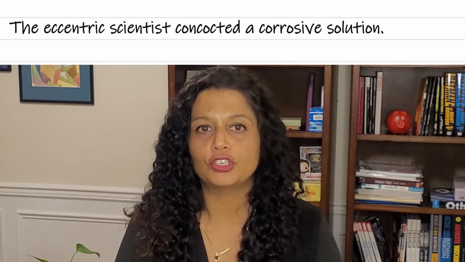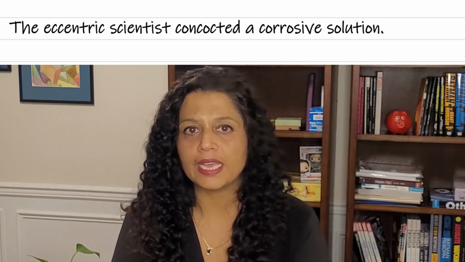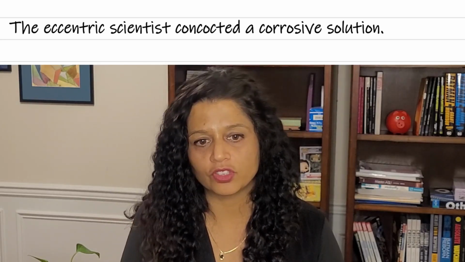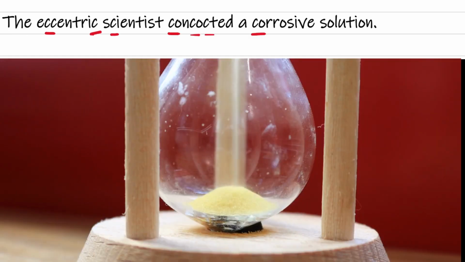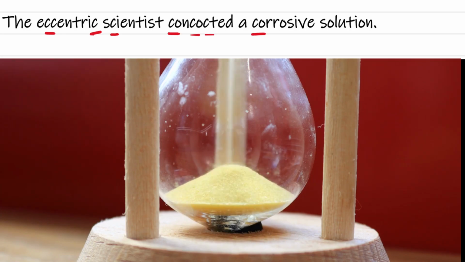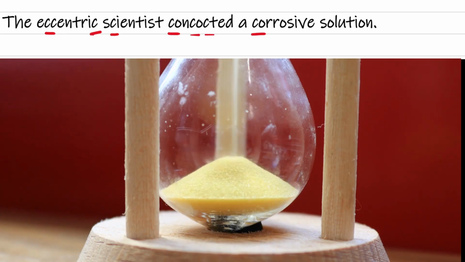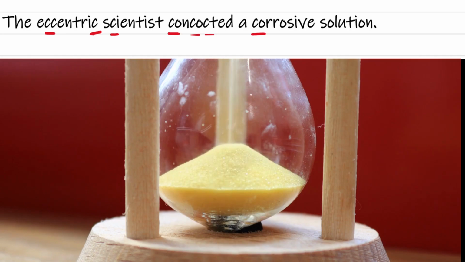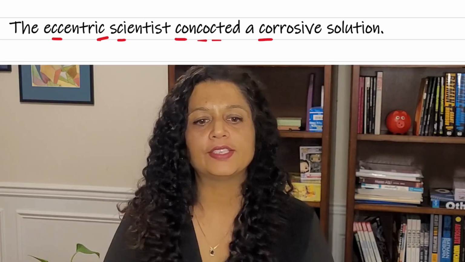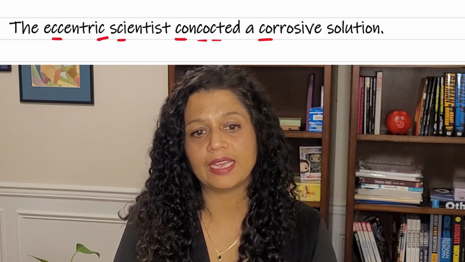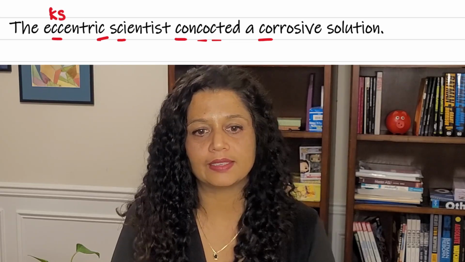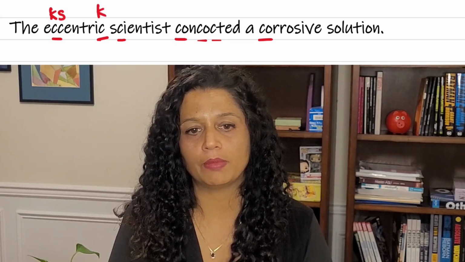Practice sentence number 2. Same thing. You're going to get a few seconds to try and figure out what sound the C makes in each instance, and I'm going to just underline them for you. Okay, so here is a double C, the eccentric. So the first C is going to make the K sound. C followed by E is going to make the S sound. This is a C at the end of a word, going to make the K sound.